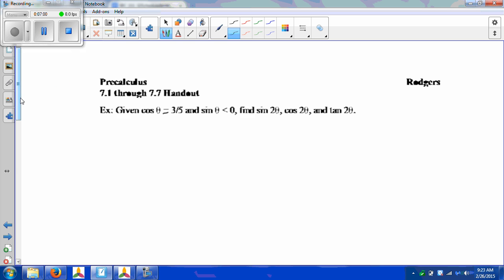Okay, so now we're going to use the identities because they want us to find the sine of 2 theta and the cosine of 2 theta and the tangent of 2 theta. Now, you cannot just double the cosine of theta, which is 3/5, to get 6/5 and call that the cosine of 2 theta. That is not true whatsoever. You have to use an identity.